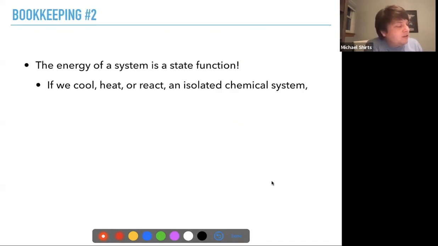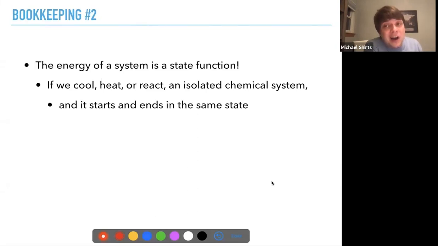If we cool, heat, or react an isolated chemical system, and it starts and ends in the same state, no matter how it got there. If we have a certain number of moles of chemical A and chemical B, and they react to form C, and then we dump a bunch of other stuff in, and then we take it out. If at the end, whenever the end of the reaction is, or the end of 18 different reactions, there are 2 different ways to get the same final composition, the change in energy from the initial composition to the final composition will be the same.